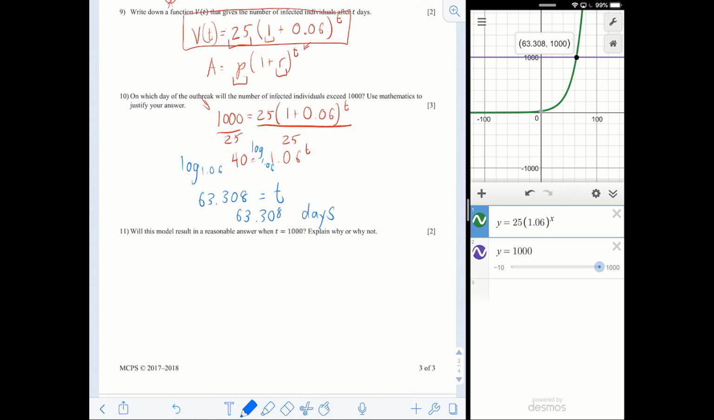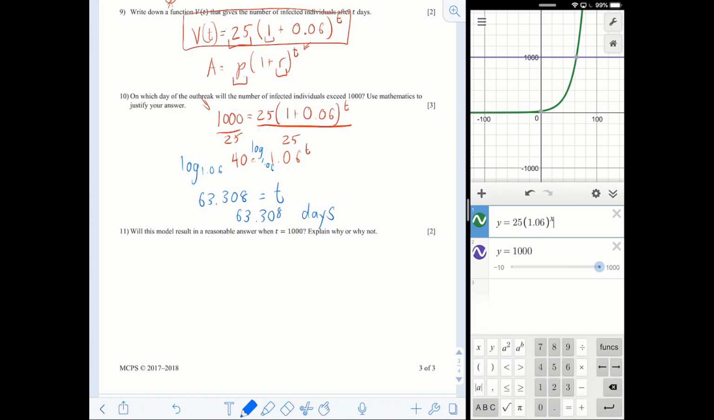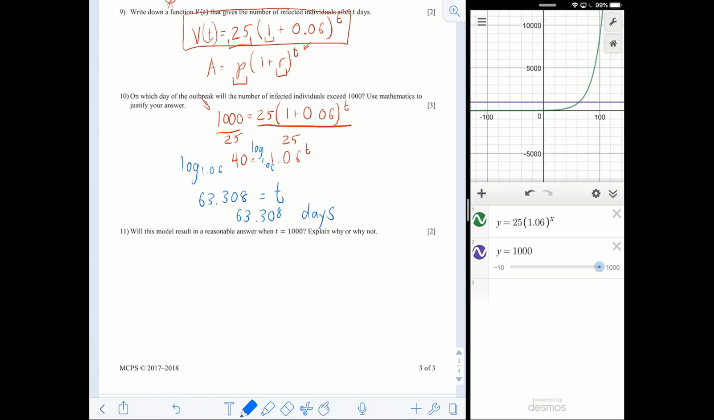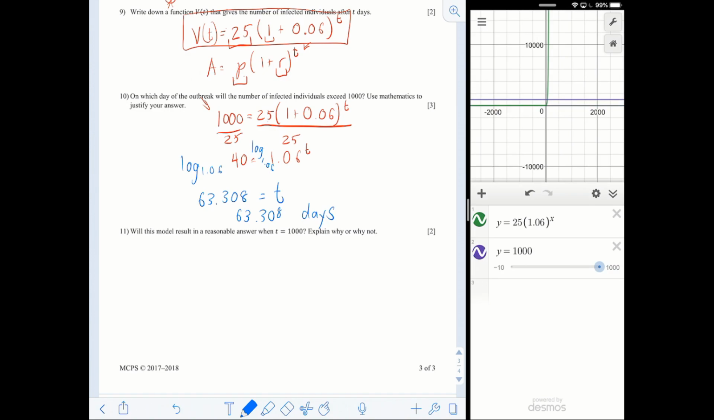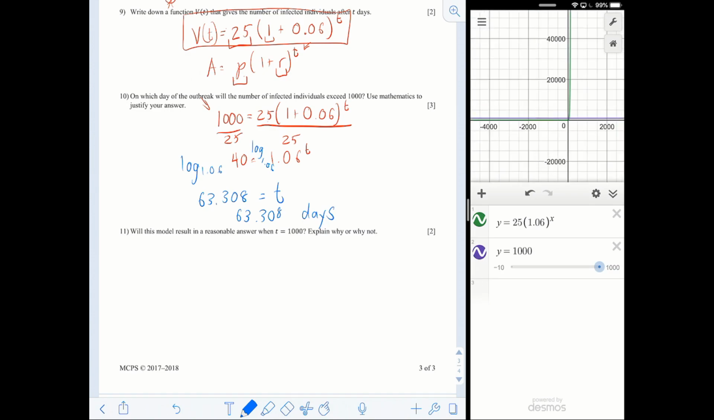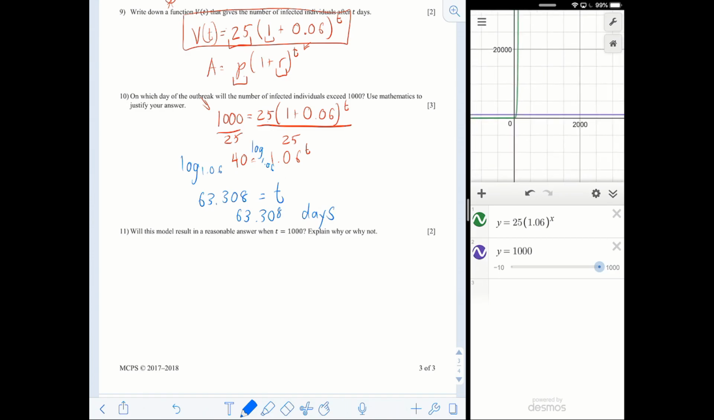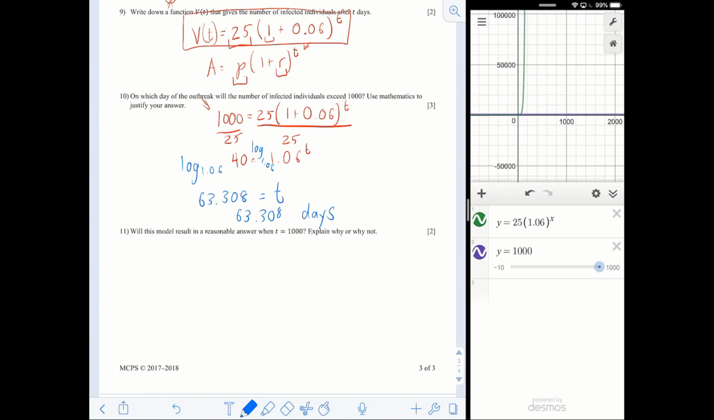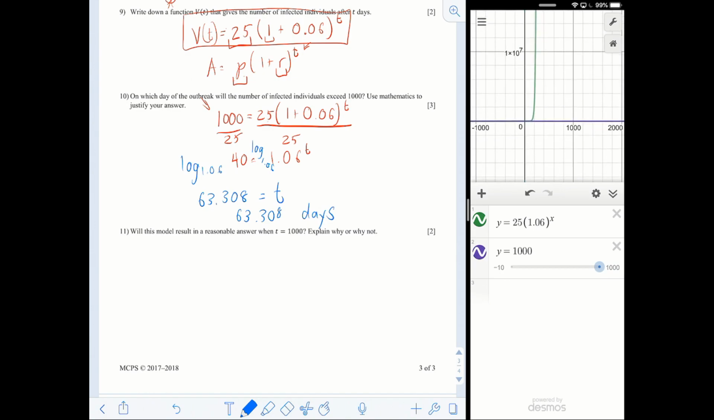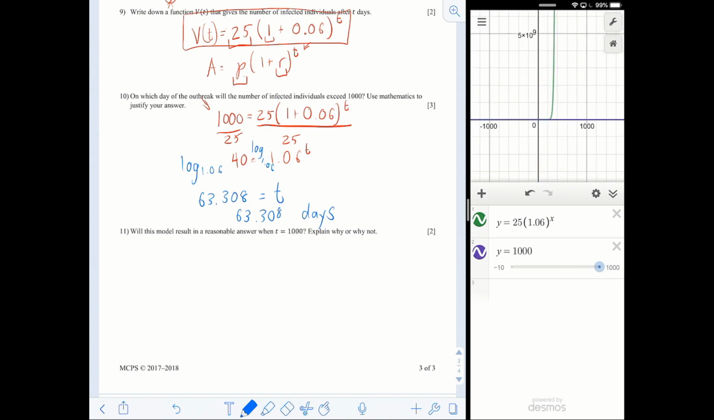Will this model result in a reasonable answer when t is equal to 1,000? Well, let's see what happens when I actually type in 1,000 for the x value. Okay, so there's 1,000 for the x value. So where is this graph going to be at 1,000? Well, we can kind of see right here, right off the bat, that's 5 with a whole bunch of zeros afterwards, and I haven't even gone halfway to get to that 1,000.